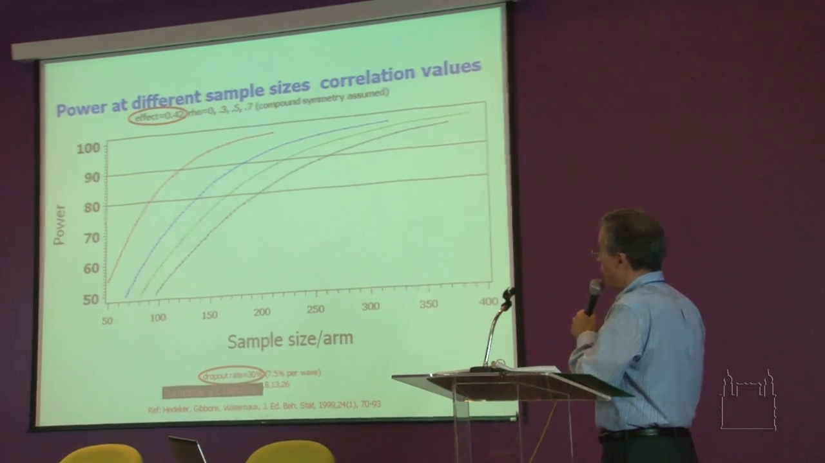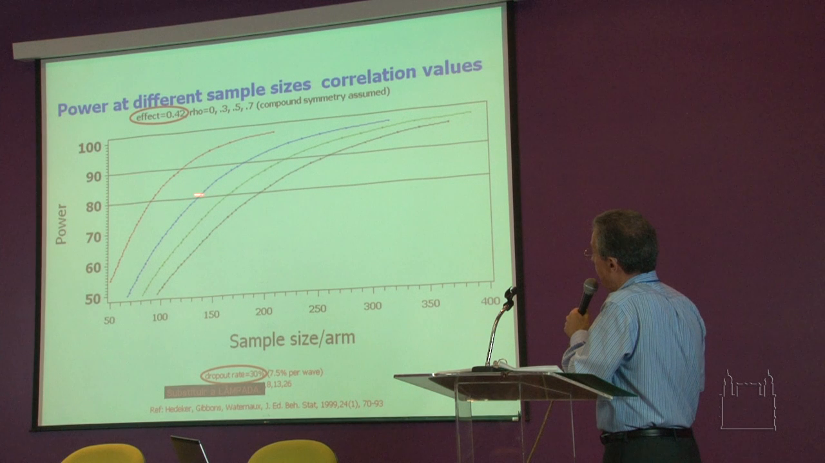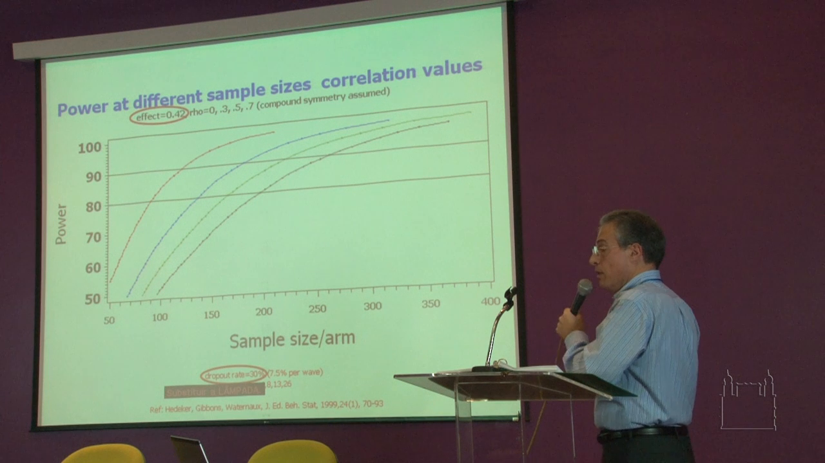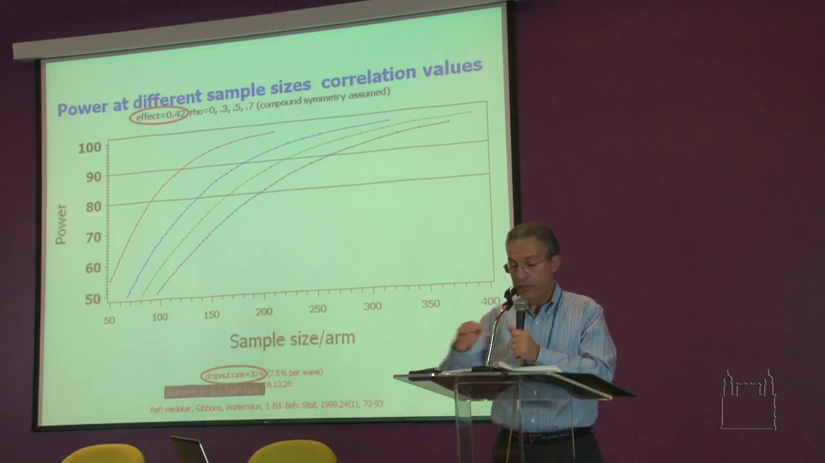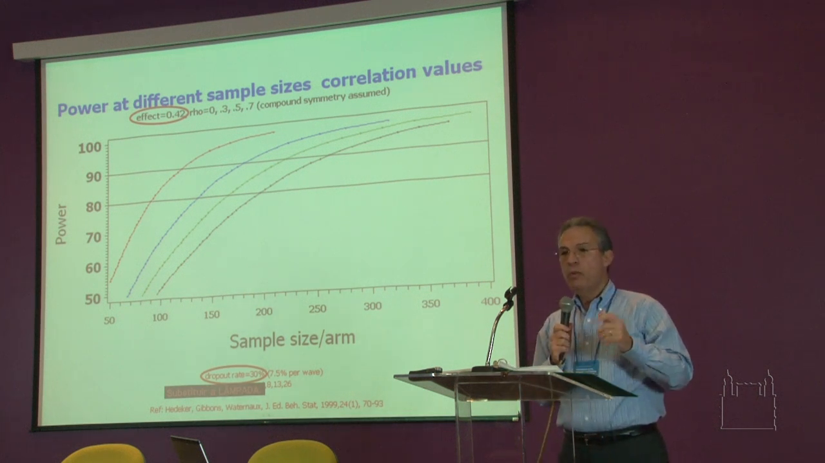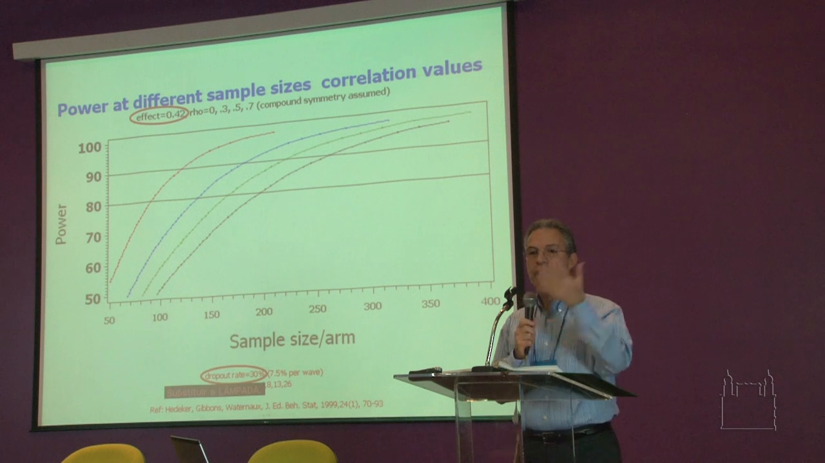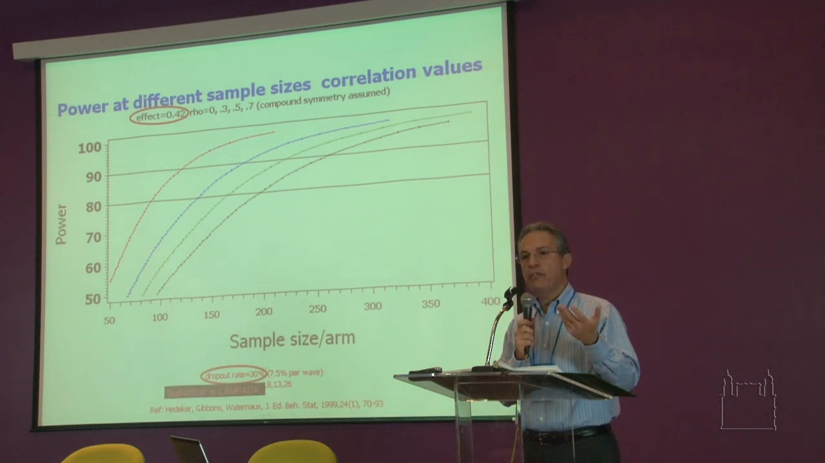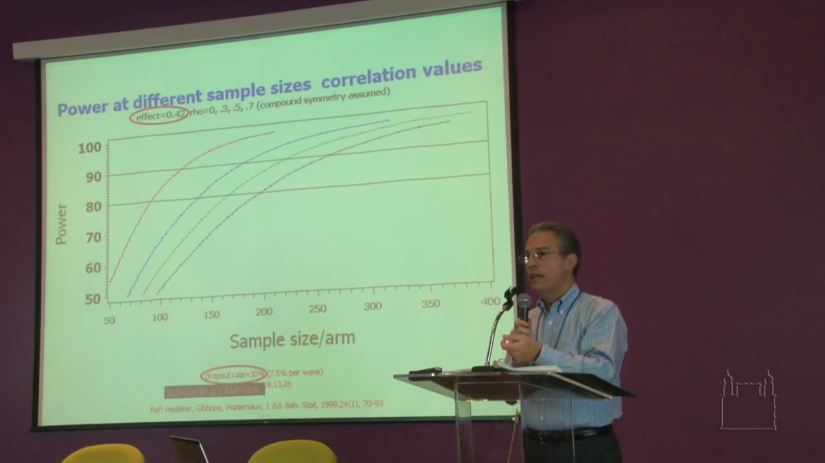varying other things. So here you say, I want 80% power, the effect is 0.42, and I think the intra-class correlation is 0.3. With 80% power, if the ICC was 0.3, I need a sample size of 100 and whatever, 140. The point of this graph is basically you look at different scenarios. You're not fixed to one thing, and this gives you a sense of what happens if I move some of the assumptions.